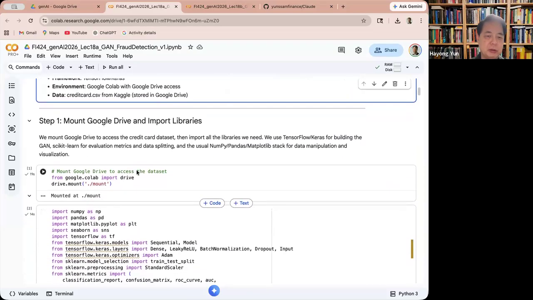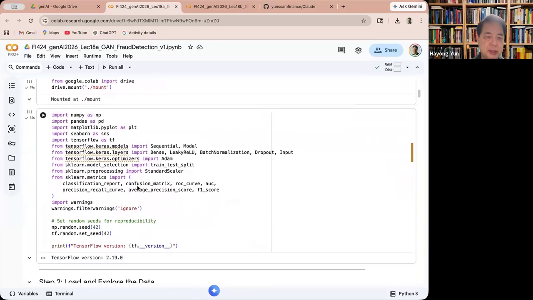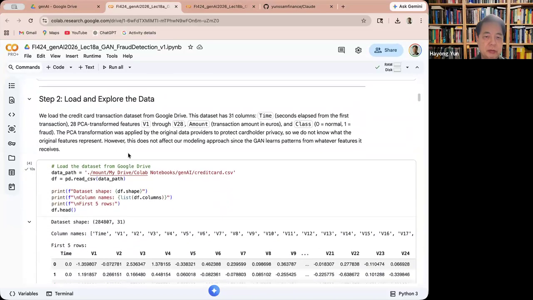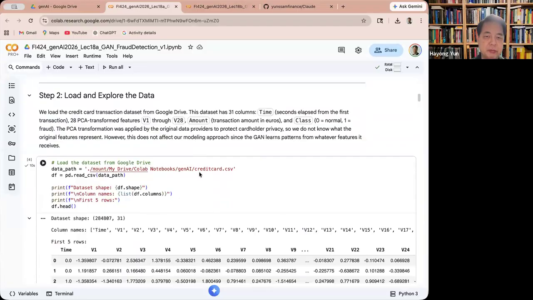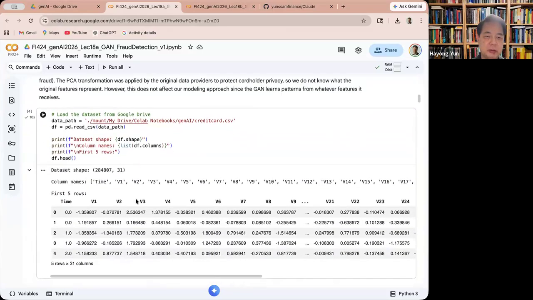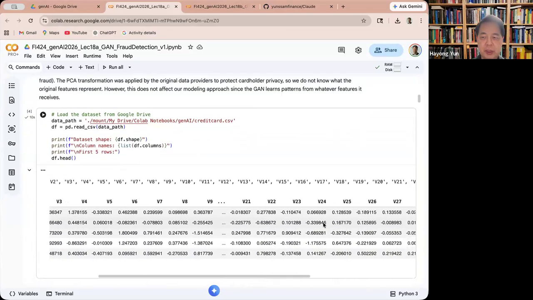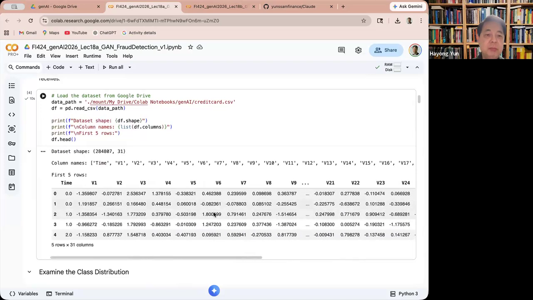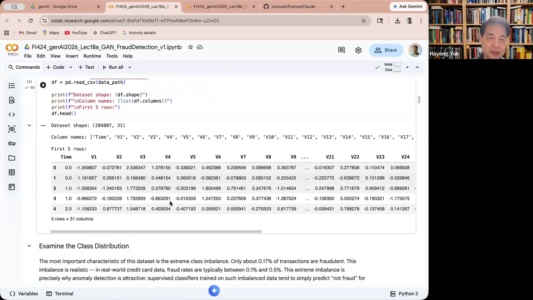First, mount the data and load the libraries, all these TensorFlow libraries. We've already downloaded the data from Kaggle and it's on my Google Drive, creditcard.csv. If you look at it, it has 28 columns plus the amount and the class. Class is 0 if it's a normal transaction, 1 if it's a fraudulent transaction. Of course, there are a lot more normal transactions than fraudulent ones.